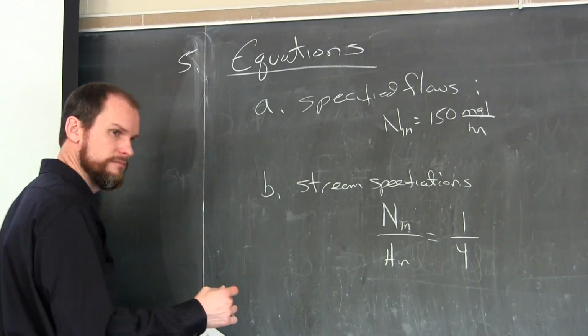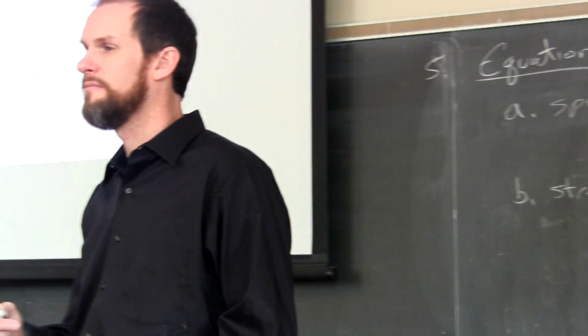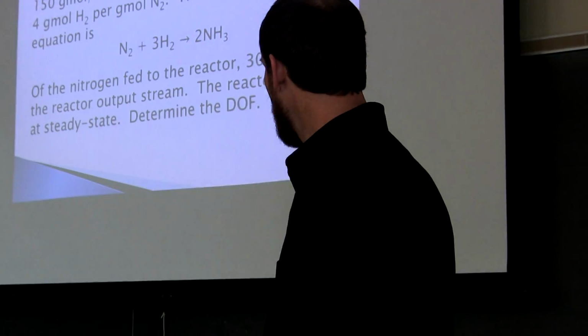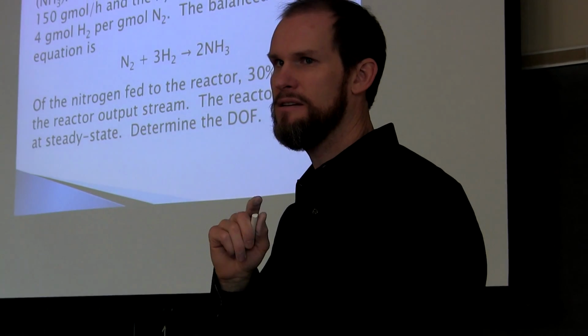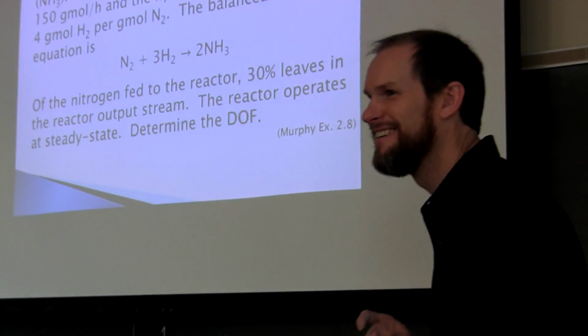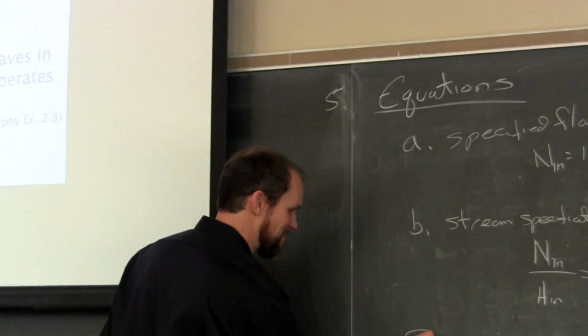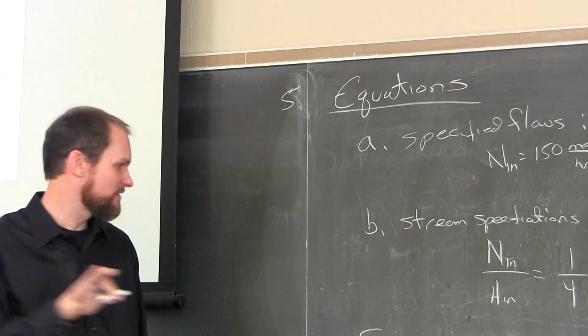Doesn't our N out have to be 30% of N in? N out has to be 30% of N in. Is that a stream spec? Yes. No, you're ahead again. That's okay. We're going to get the nomenclature here. You're picking out the right thing.